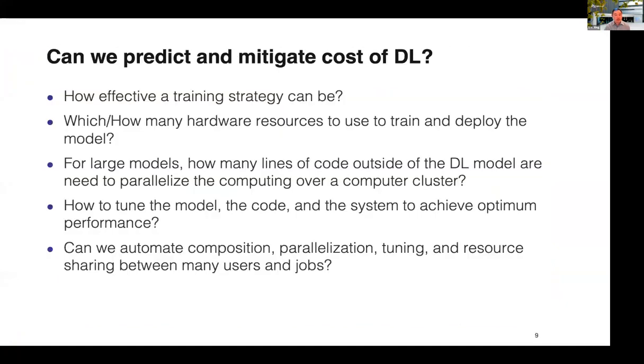So my question is how we can predict and mitigate the cost of deep learning as we see just now. For example, how to effectively train the model, what's the best training strategy? How to pick and deploy hardware to allow training to happen efficiently. And how many lines of code, in addition to the model itself, we need to develop to distribute or deploy the system. How to tune the model, and also maybe how to automate composition, parallelization, tuning, and all that, given that we have so many projects and so little time and resources.